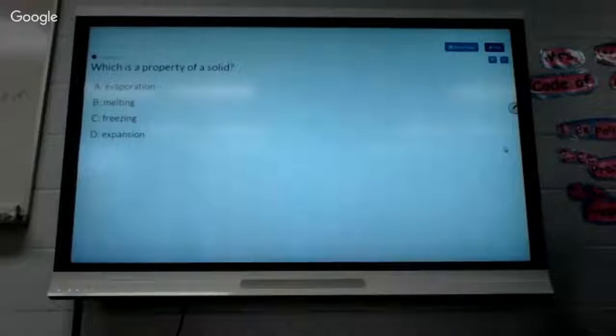All right, so we got 2 people who got this wrong. Which one is a property of just a solid? B. Solids melt. Liquids freeze. You put it right.